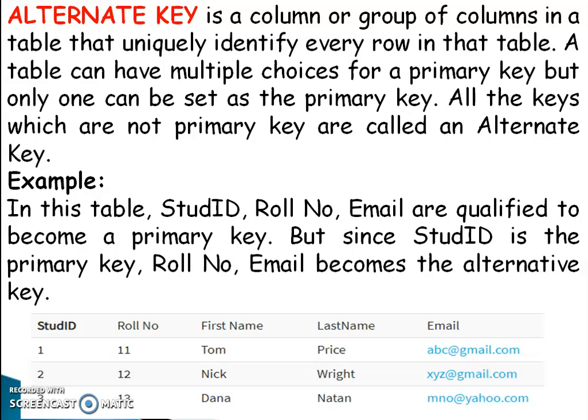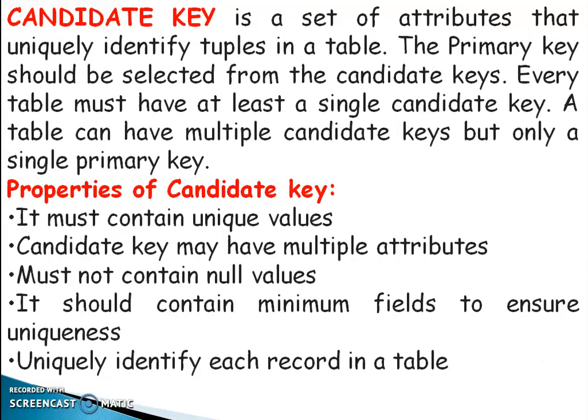Okay. Then candidate key. It is a set of attributes that uniquely identify tuples in a table. This also uniquely identifies tuples in a table. The primary key should be selected from the candidate keys. Every table must have at least a single candidate key. A table can have multiple candidate keys, but only a single primary key.